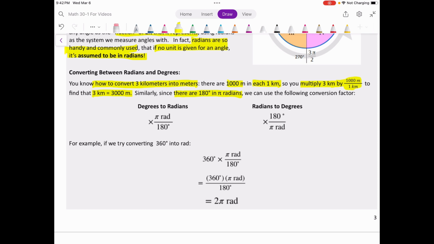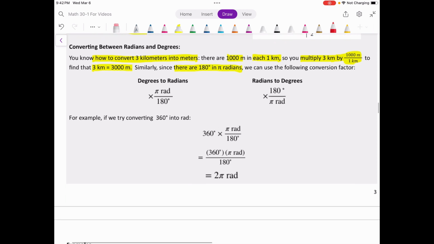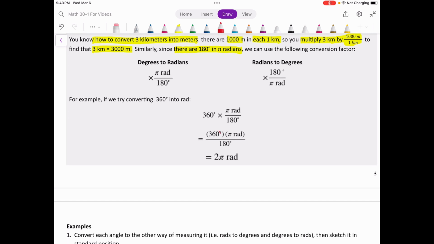We have to multiply by the 180 degrees that are in every pi radians, right? We can always do our unit analysis and make sure the units cancel out the way we want them to. So, for example, if we try converting 360 degrees into radians, we multiply by our conversion factor: there are pi radians in every 180 degrees. So take 360, multiply it by pi over 180, and the degrees cancel out, and we're left with radians.